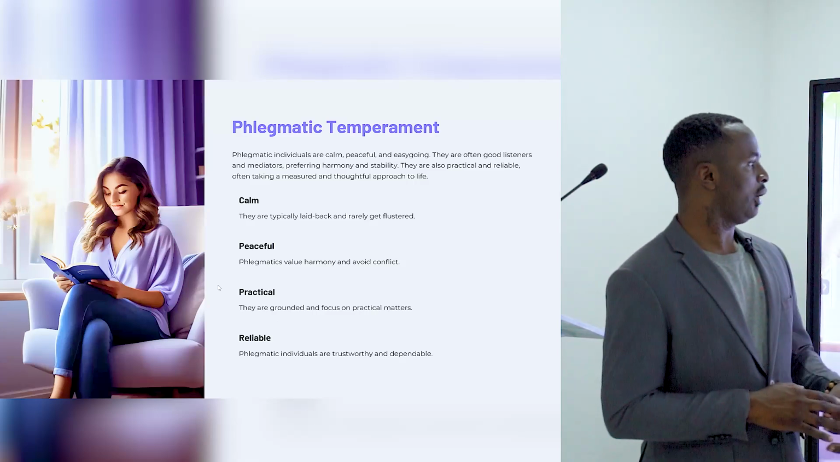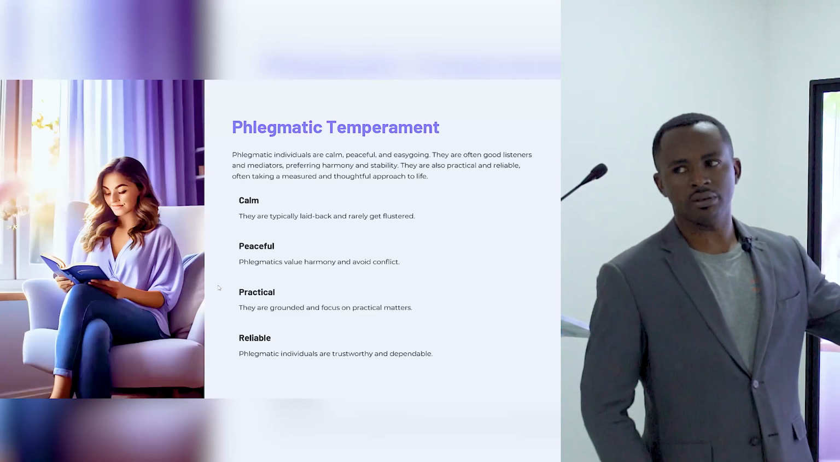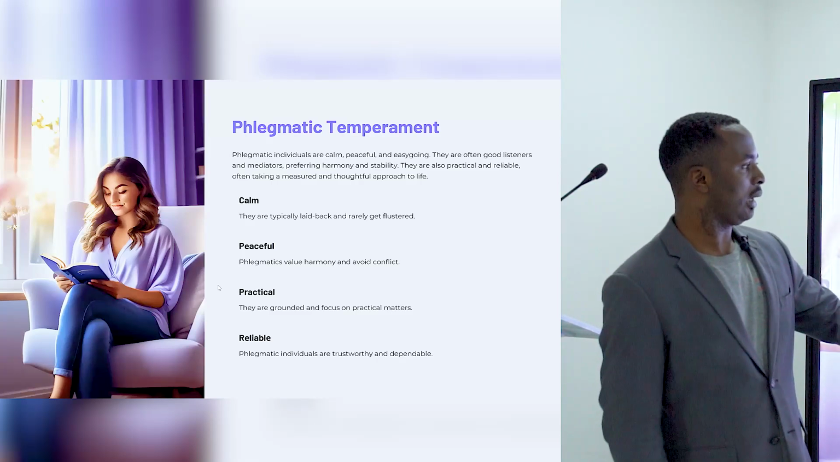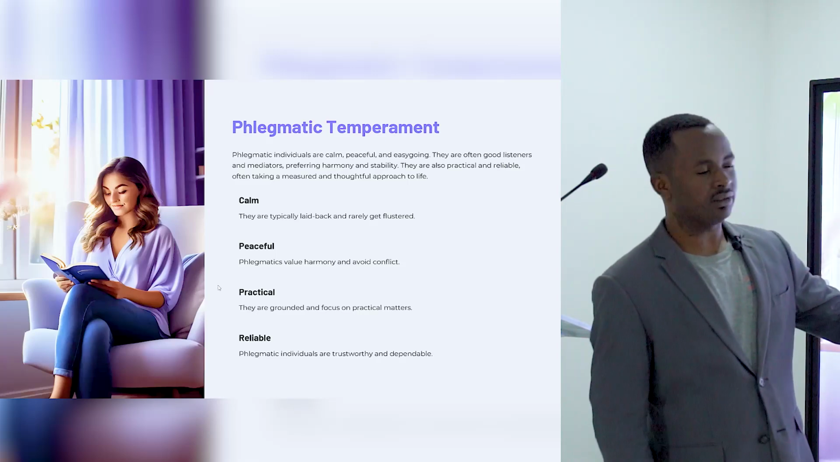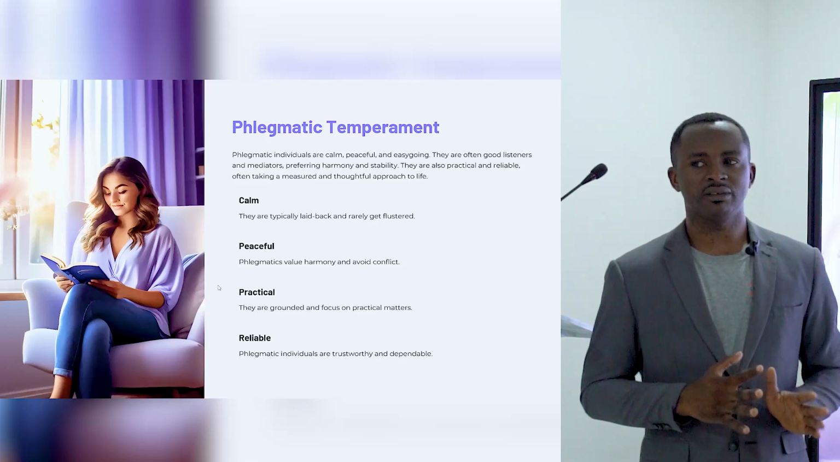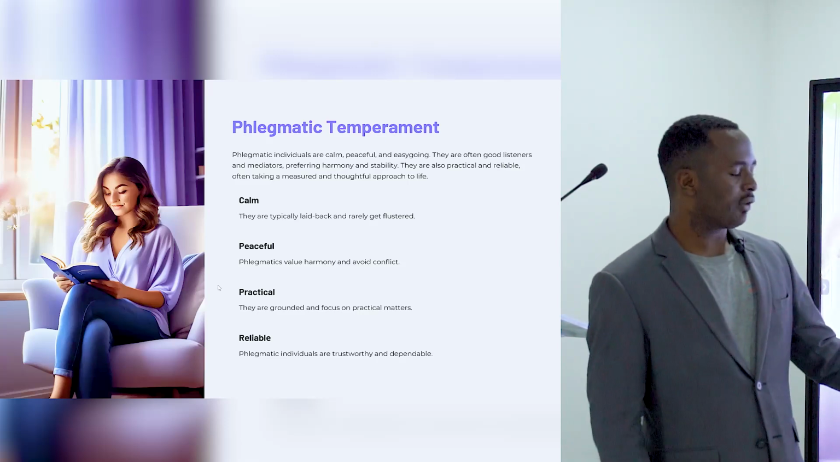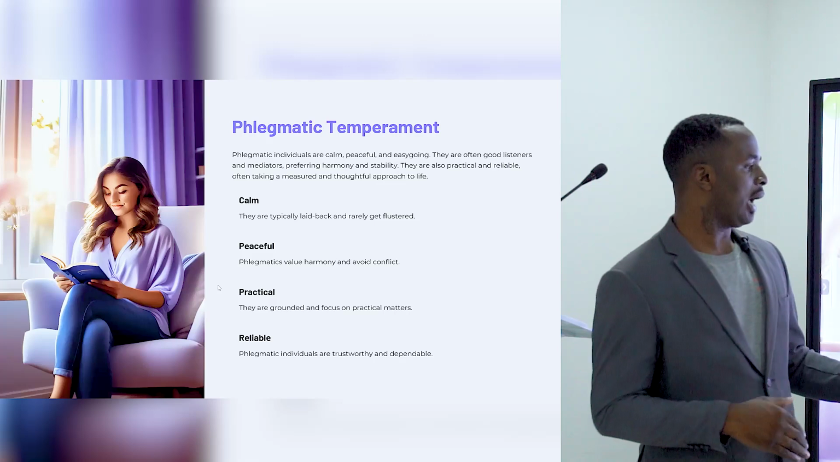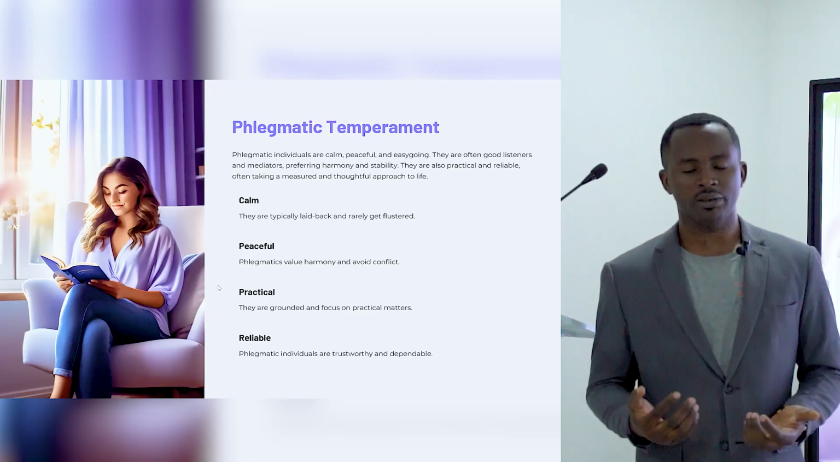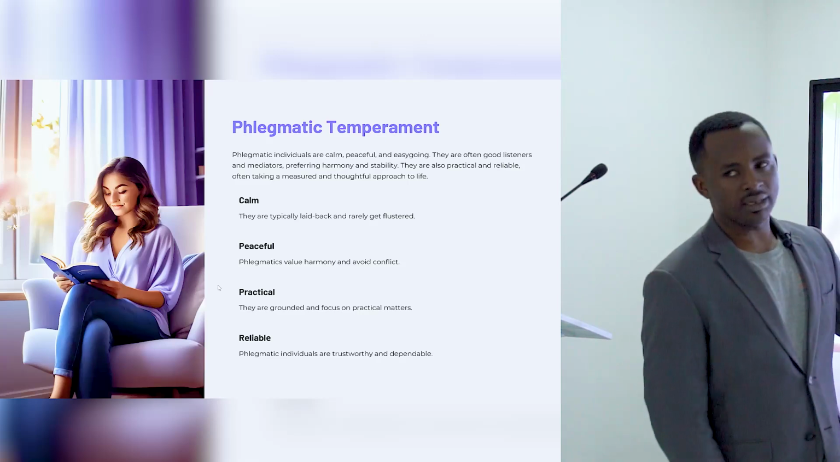So these are the characteristics of the people who are phlegmatic. They are very calm. So when you see someone who is very calm, he is phlegmatic. Very peaceful, they don't fight anybody. They are very practical, they are grounded and focused on practical matters. Reliable, phlegmatic individuals are trustworthy and dependable.